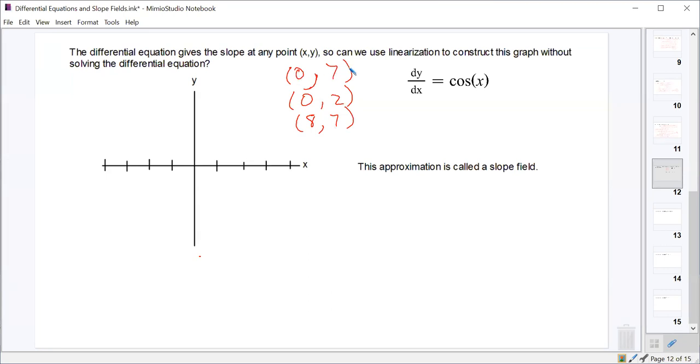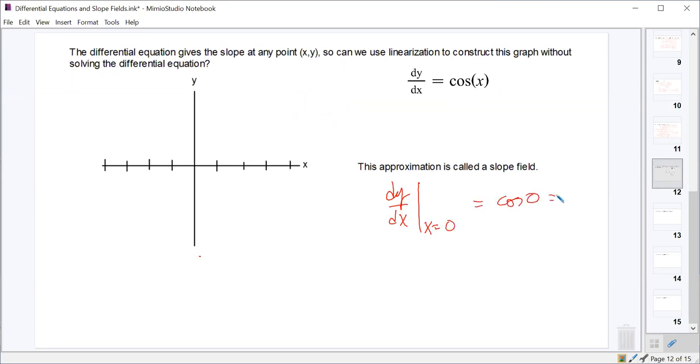If I plug in the point 0, 7 into cosine x, would the y value affect this derivative? No, it would be the same as 0, 2. Right, only the x value does. So let's see what happens to dy dx if x is 0. What do we get? We get the cosine of 0, which is what? One.